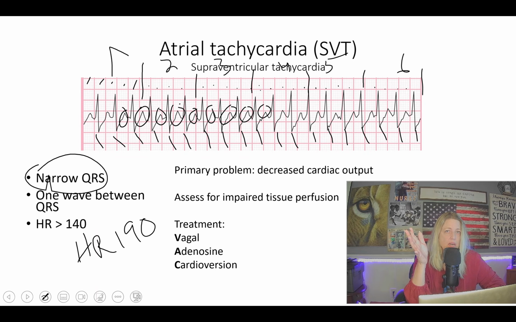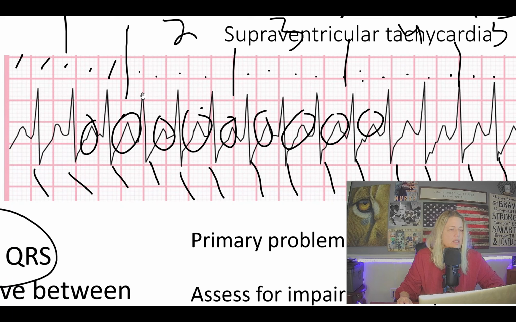It's going so fast that the ventricles don't have time to fill between contractions. Remember, each big box is 0.20 seconds. So let's see if we can look and see how much time is between QRSs. Let's count the number of boxes. So this one starts on a line here. So there's 0.20 seconds, 0.24, 0.28, 0.32. So there's a third of a second between ventricular contractions.